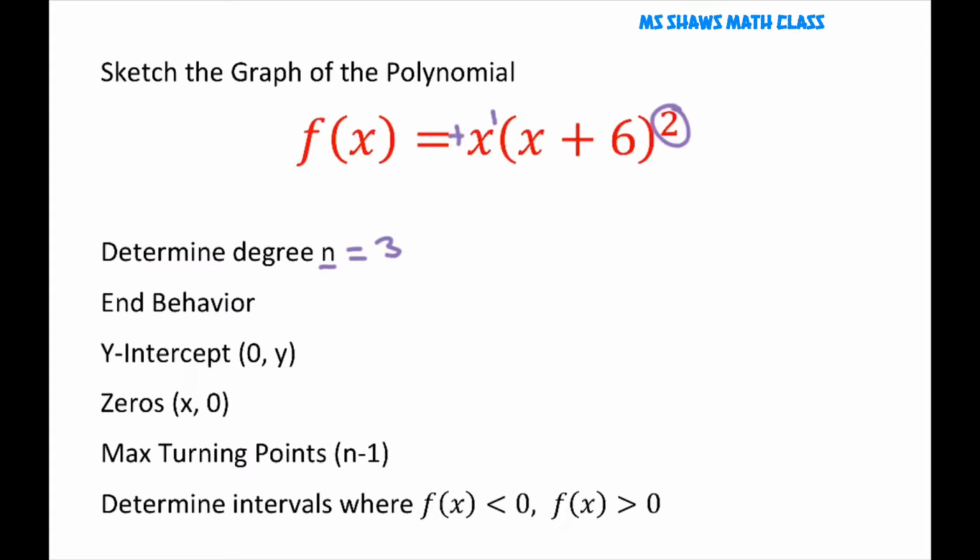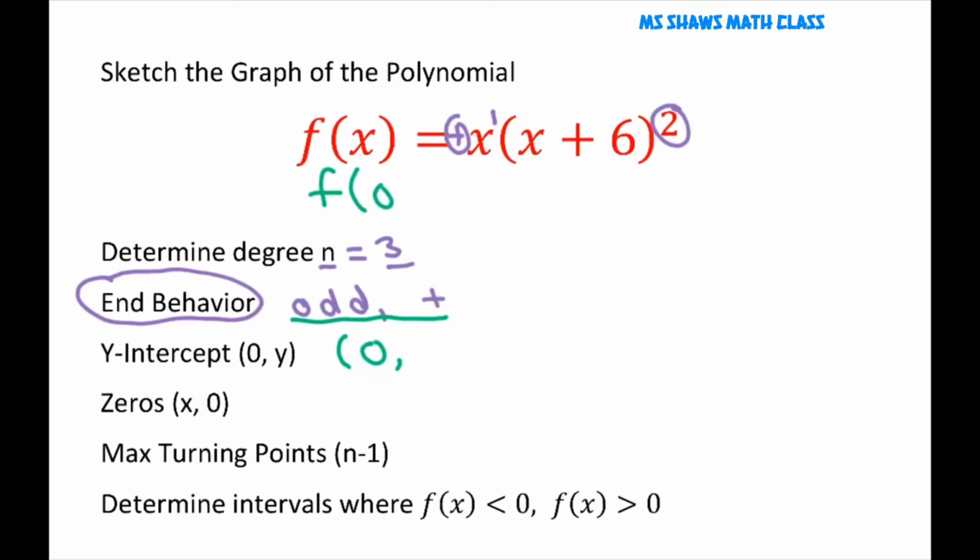Our degree is an odd number, and our lead coefficient is positive. We'll talk about this in just a minute, but we just need to remember that. Our y-intercept is when x is 0. So f of 0 equals 0 times 6 squared, which equals 0. So our y-intercept is (0, 0).